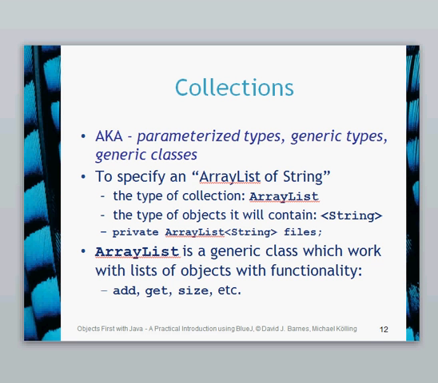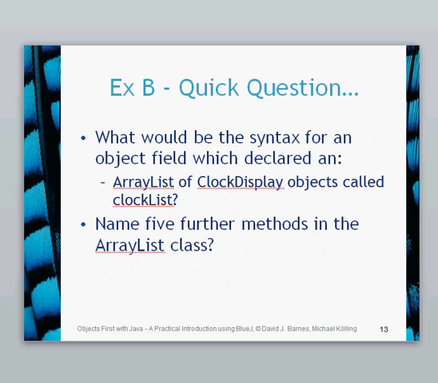ArrayList is a generic class, and there's other generic classes out there. The ArrayList stores objects in a certain order, where there's other collections that store not in order, use hashes, use maps. There's some other bits and pieces which we're going to talk about later, but for the time being, ArrayList is the one we're going to use to talk about collections.